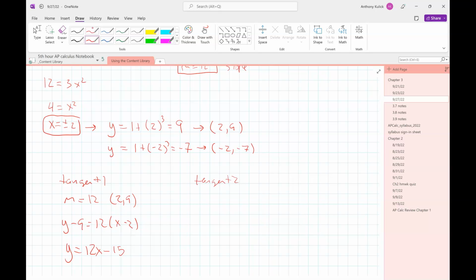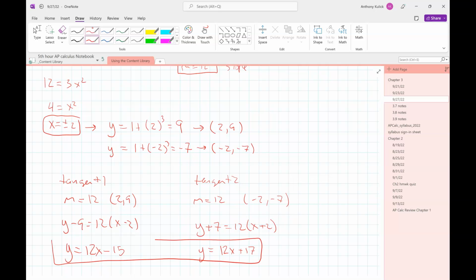And then my other tangent line, again, has slope 12, but it's going to pass through the point -2,-7. So that's going to be 24 minus 7, so that's going to be 17. So those should be our 2 lines there, Mackenzie. Does that feel good?